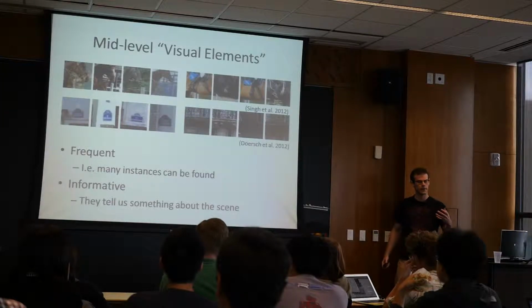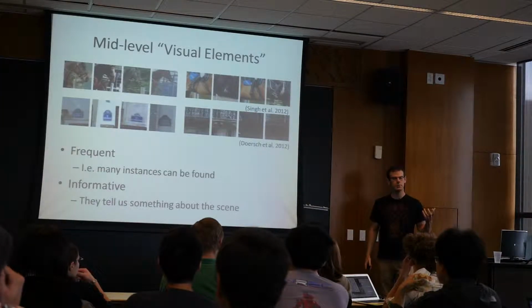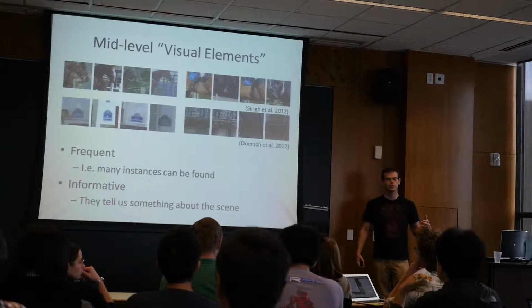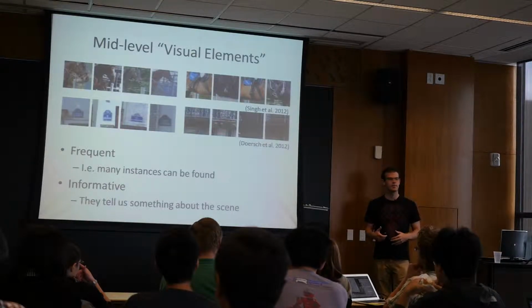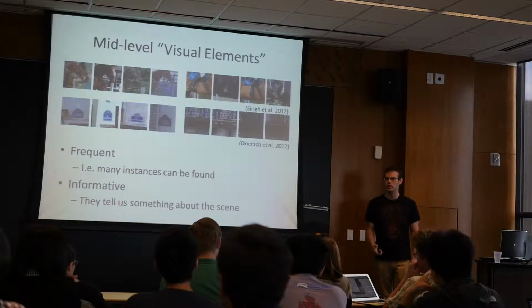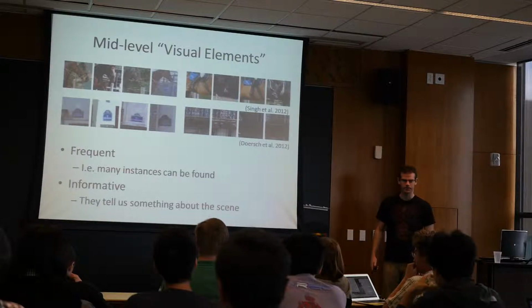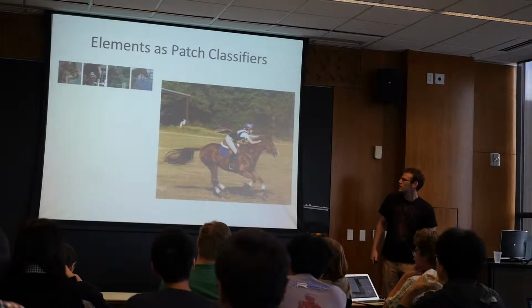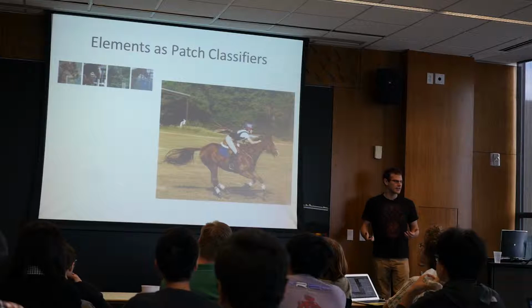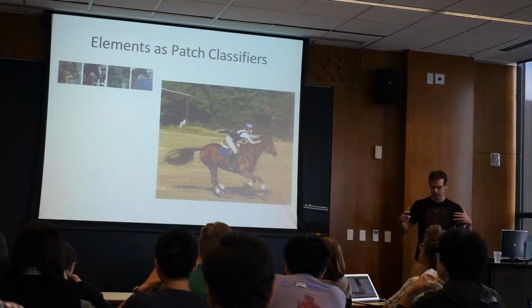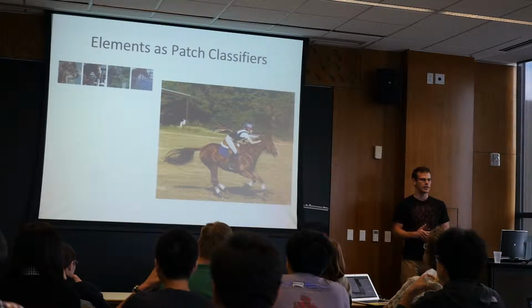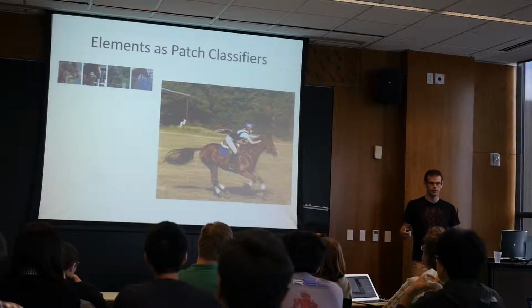So in the case of humans, the feet and hands will tell us that there's a person in the image, and we can use this to tell whether we've actually found one of these elements. So if we want to actually build a classifier, or build an element like this, we need some way of representing it. And we're going to use patch classifiers to do this.